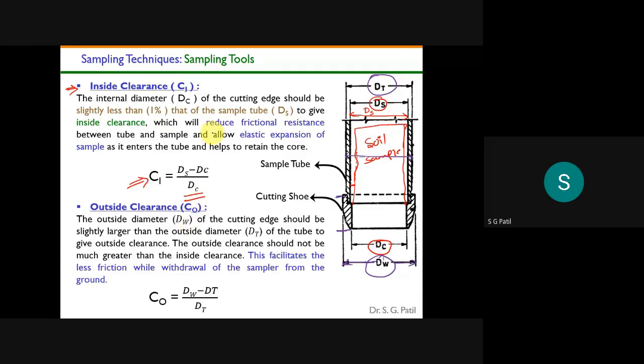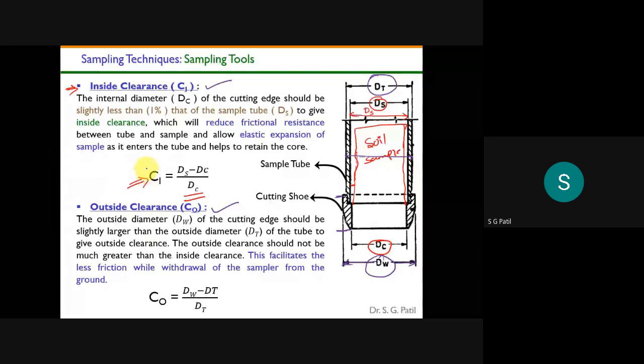So now you understand the significance of the inside clearance and the outside clearance. What is the significance of inside clearance? To accommodate any expansion of the soil sample. What about outside clearance? It is given because it will offer lesser resistance while lifting off. Based on the percentage of your inside clearance and outside clearance, we can also classify the sample as a disturbed or undisturbed soil sample.